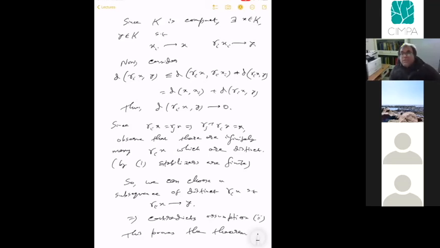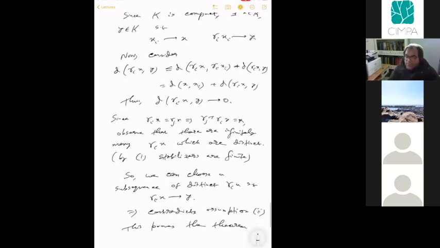Okay, so this proves the theorem. So we have proved that a group of isometries acts properly discontinuously on a metric space if and only if the stabilizers are finite and the orbits are closed discrete subsets of X. So here is the complete proof that we have given.